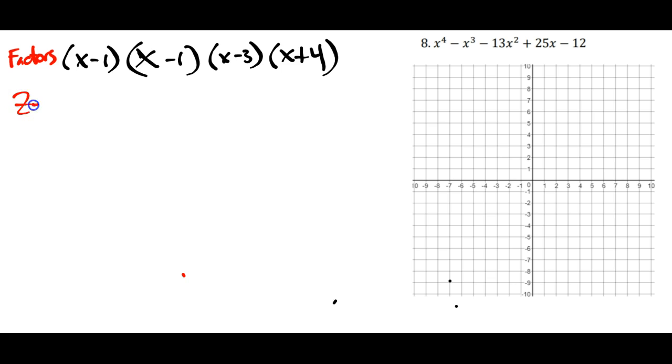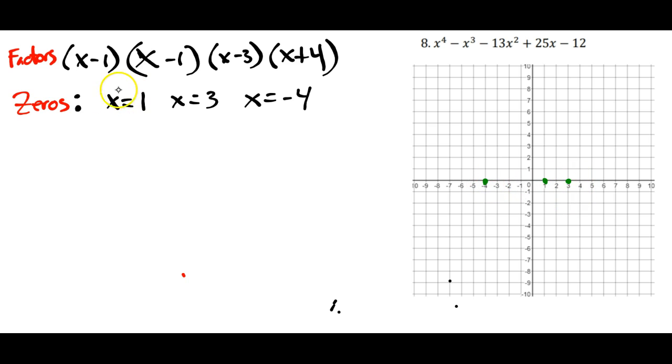I need to list out the zeros now. So the zeros are found by setting each factor equal to 0. So you get x equals 1. That's a repeat, so I don't have to do that one again. x equals 3, and x equals negative 4. Let's go ahead and just plot those points. We got 1, negative 4, and 3.